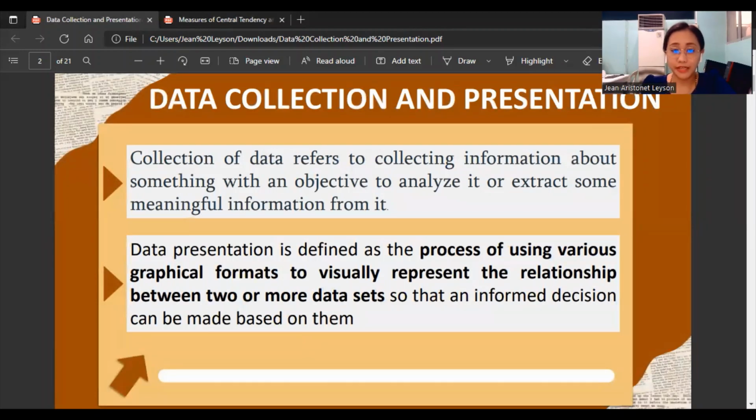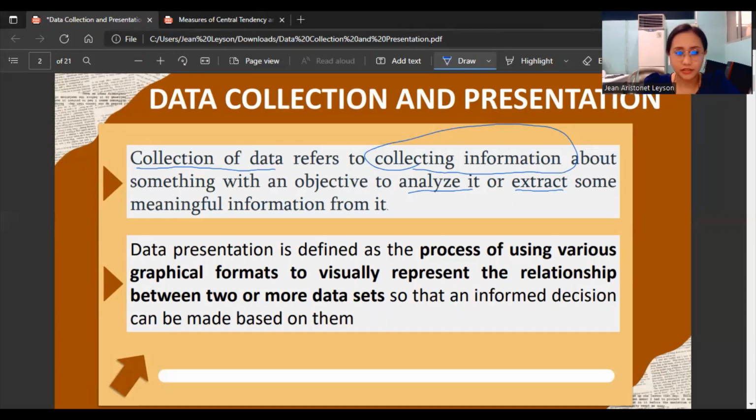So let's start by defining what data collection and data presentation are. As per definition, collection of data refers to collecting information about something with an objective to analyze it or extract some meaningful information from it. Meaning, collection of data is merely gathering of data. And if a person gathers data, there should be a purpose behind it. It should be analyzed and utilized in the end.